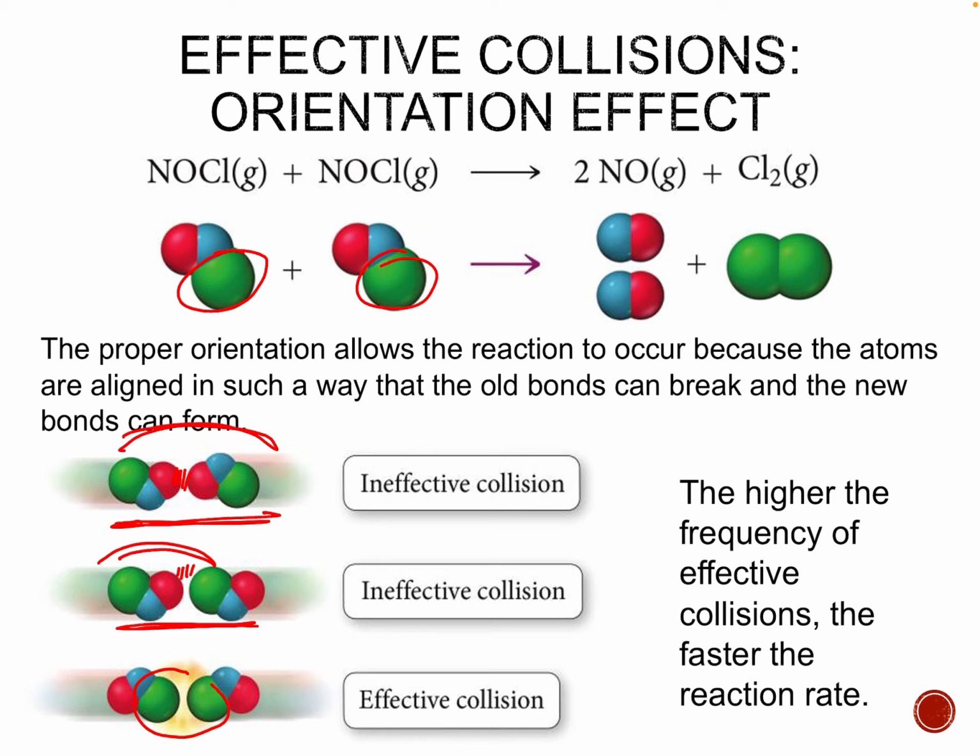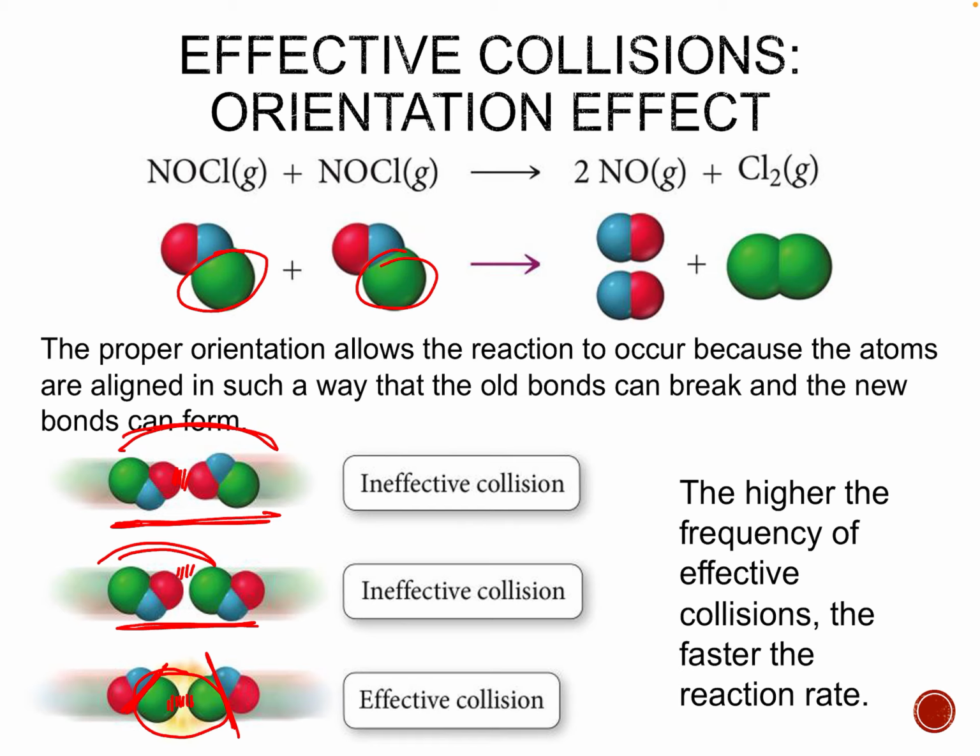The only way that we can get the chlorines to bond to each other is if it crashes into each other with the chlorines facing each other. Then the chlorines can start to form the bond and it can start to break these bonds here, okay, between the oxygen and the chlorine. That's the only way that this reaction will happen. Okay, so the more effective collisions that we can have, the faster the reaction rate.